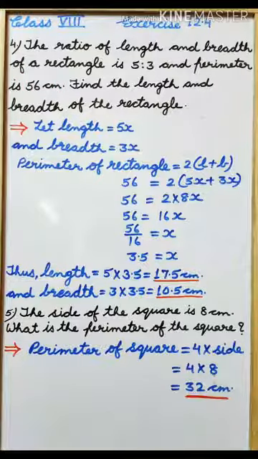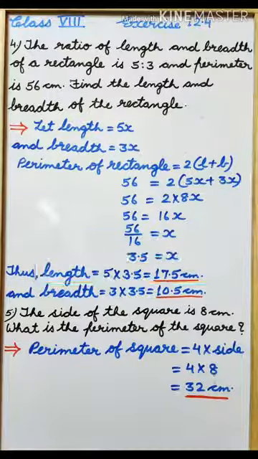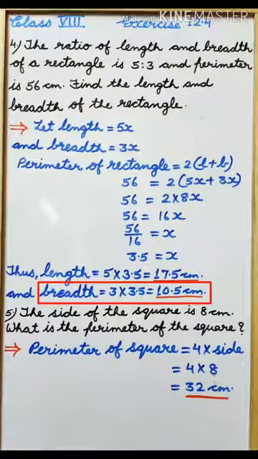We get here 56 is equal to 2 into 5x plus 3x, that is 8x, and 2 multiplied by 8x gives 16x. By transposing, we get value of x, 56 divided by 16, 3.5. Now length of rectangle is 5 into 3.5, 17.5 centimeter, and breadth is 3 into 3.5, 10.5 centimeter.